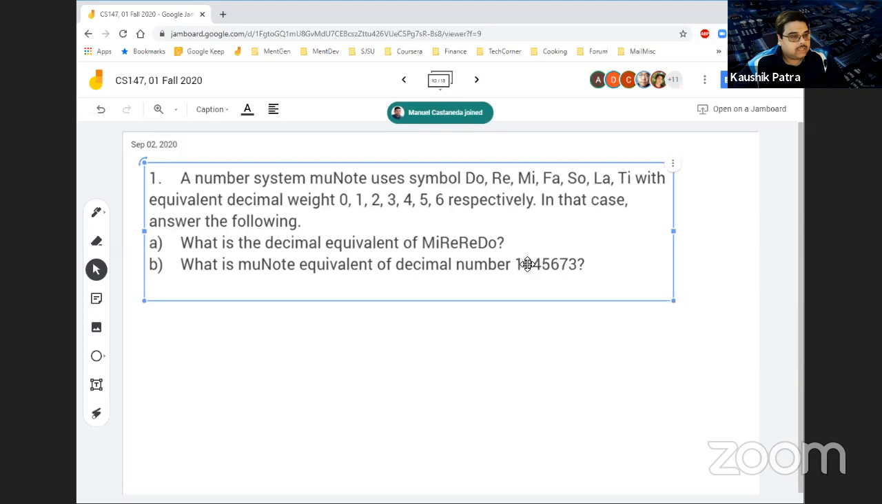And the other problem is that, let's say we have a decimal value like 1045673. What would be the mu note representation of this specific decimal value? So that's the problem we want to do. Let's do it in a group. Let me create breakout rooms for maybe 4 to 5 participants. Any question before we go to the breakout room?